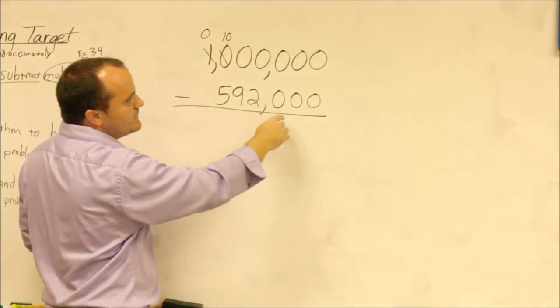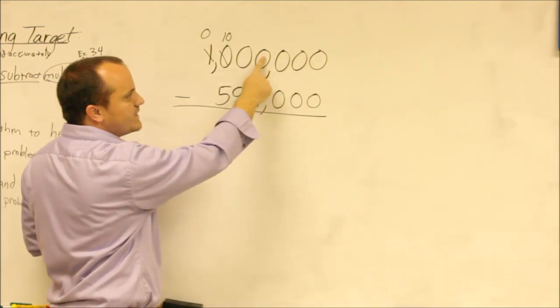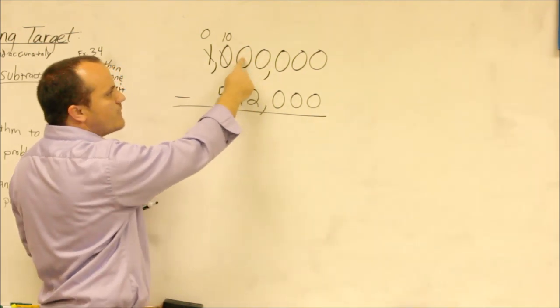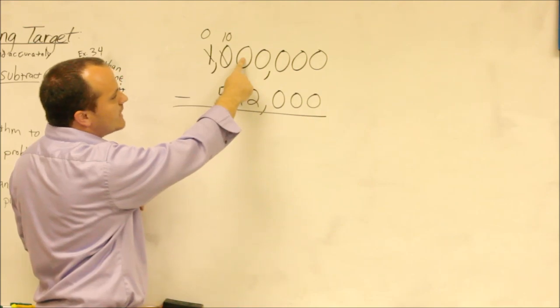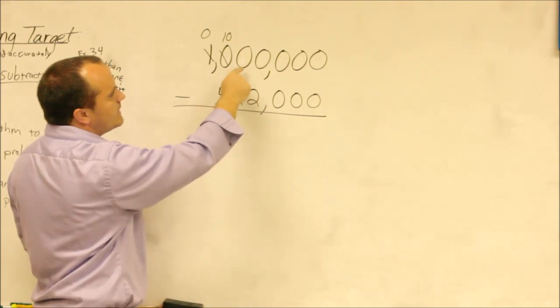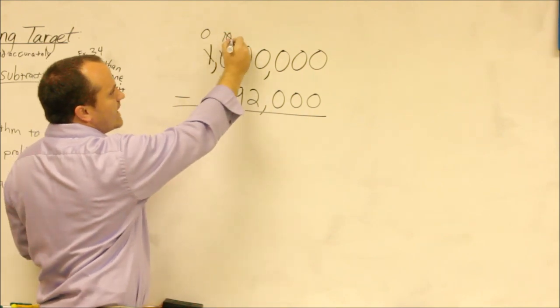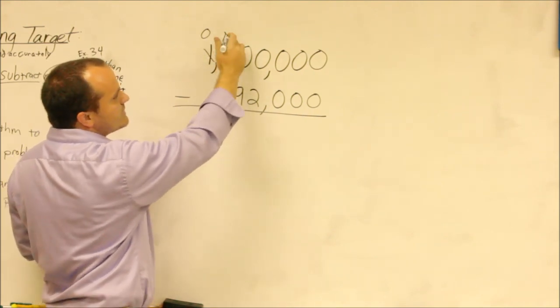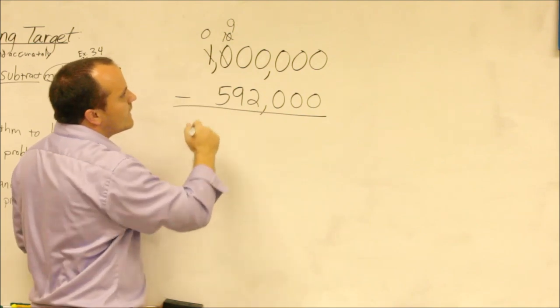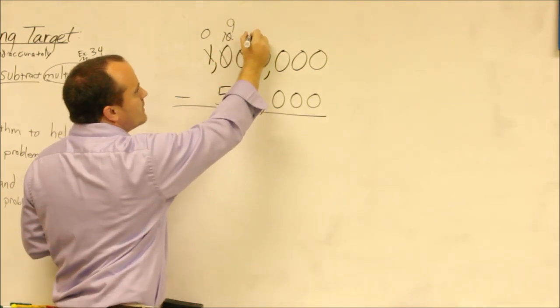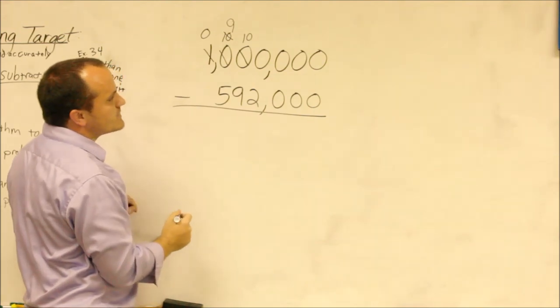So now let me ask myself those questions again. I was in my thousands place. Can I take 0 minus 2? I can't do that yet. Let me go over to my 10,000s place. Can I do 0 minus 9? Not yet. Let me go over to my 100,000s place. I can borrow from this 10, so I'm going to take 100,000 away. It's going to become a 9. And now I'm going to give that extra 10 over to the 10,000s place. So now I have 10 10,000s.